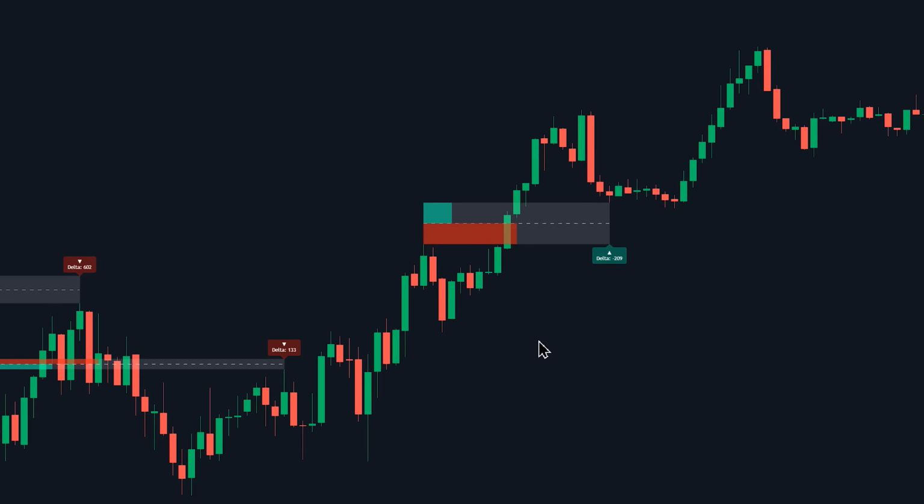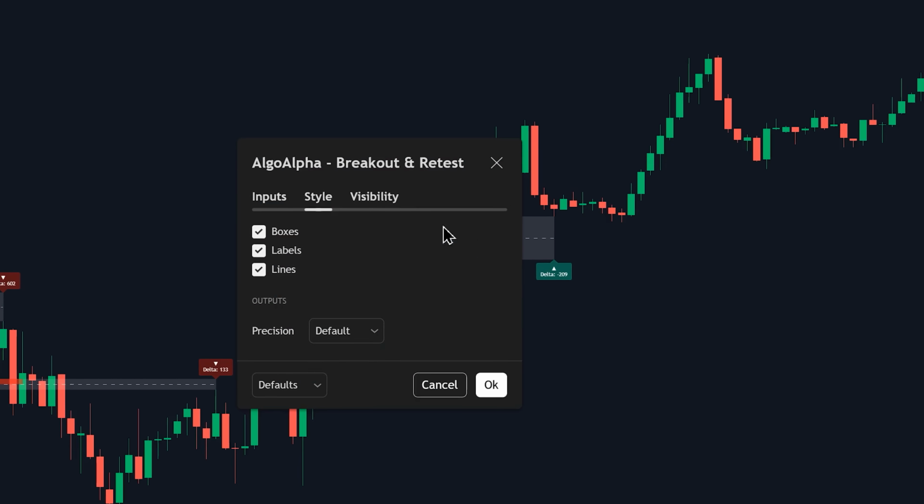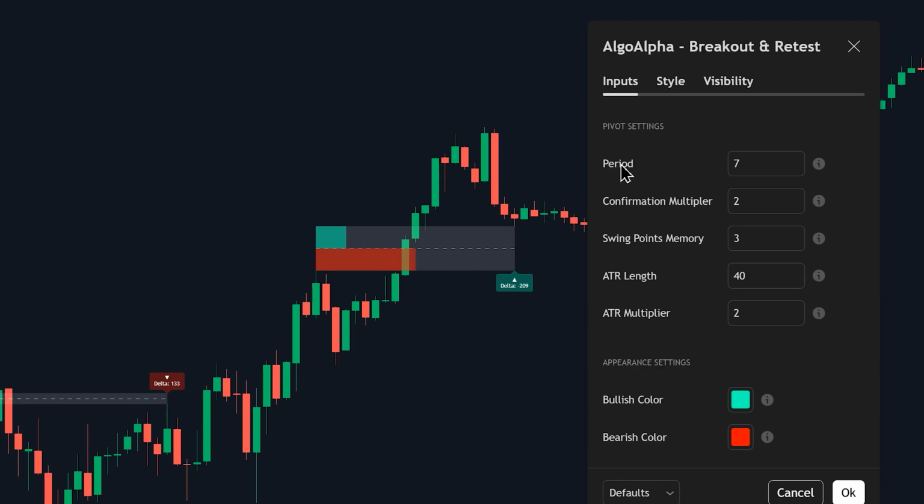This indicator is super customizable. As you can see in the settings, you can change the pivot detection period, which is just the number of bars to look back for identifying pivot points or these support and resistance levels. I'm going to leave mine at the default value. The confirmation multiplier is going to divide the main period by whatever number you put here, and it's going to use that result as a confirmation length before printing the signals. I'm going to increase this to 7.